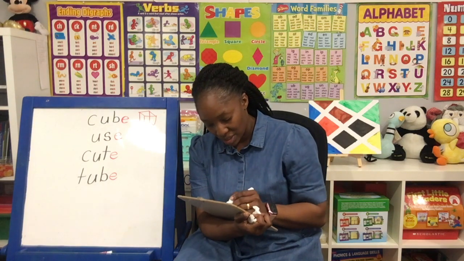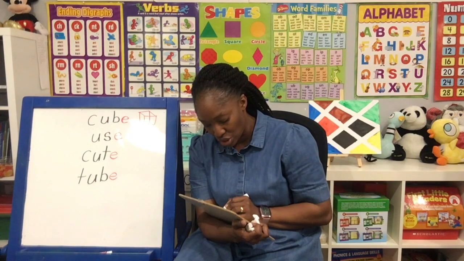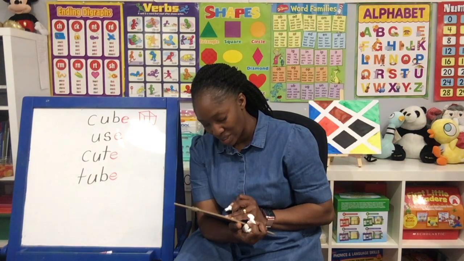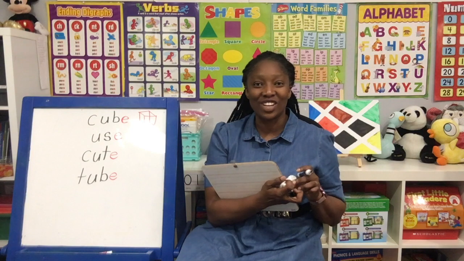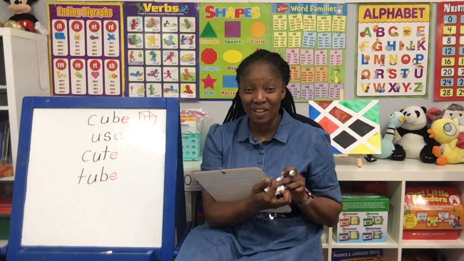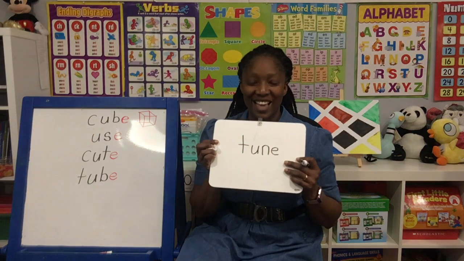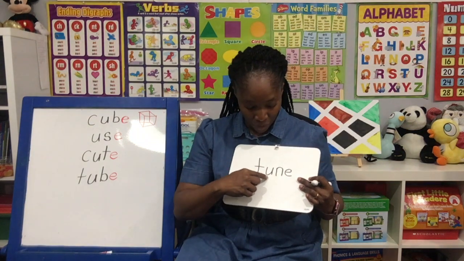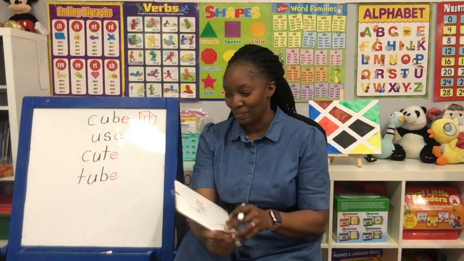Ready? Tune. And the U makes a U sound. Long vowel, so I need to add a silent E. Are you done? Are you ready? Yes, I did it. Tune, and then I added that silent E.